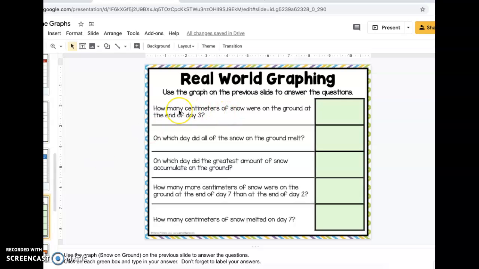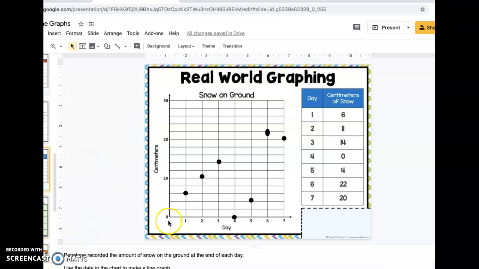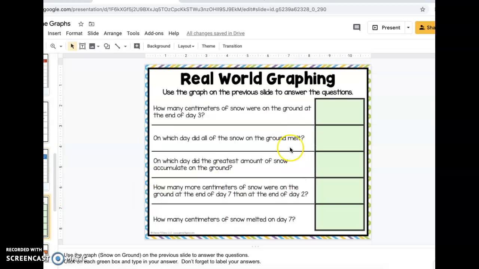Okay, how many centimeters of snow were on the ground at the end of day 3? Okay, on day 3 there was 14 centimeters of snow. That's telling me that day 4 was a hot day and all the snow melted. So I'm going to put 14 for day 3.